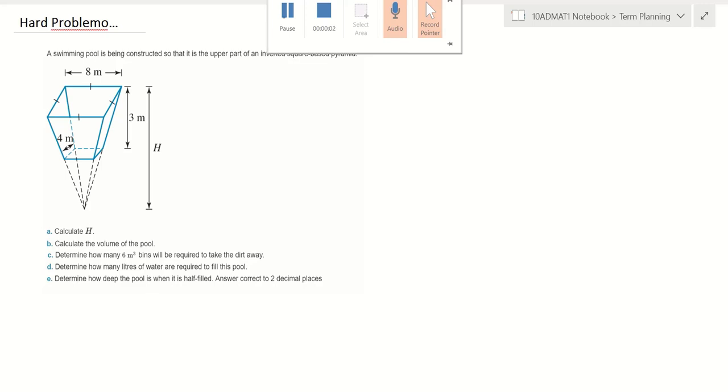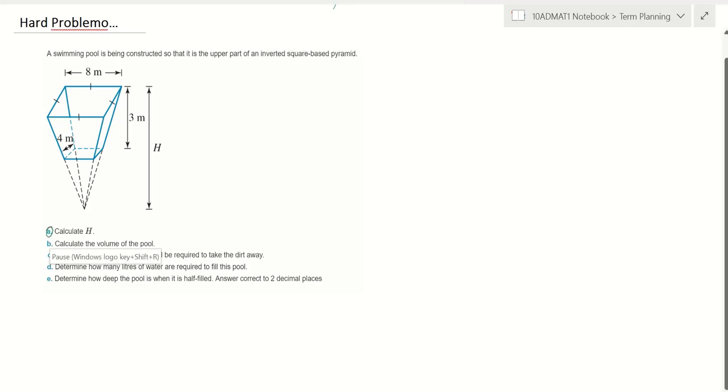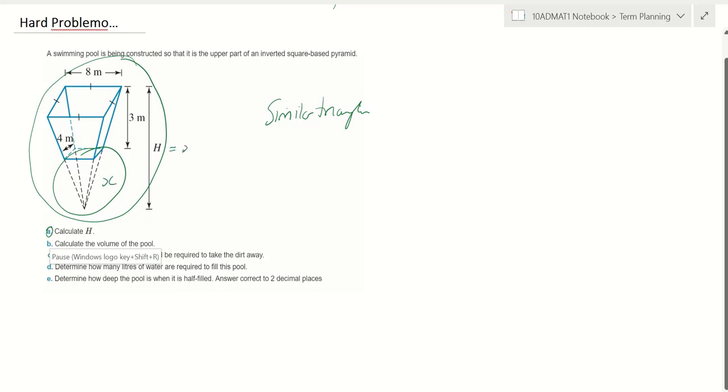Okay, in this problem, initially we're trying to find h. So we can use similar triangles to do this. We've got the big triangle and then the smaller triangle, which is on the bottom down here. So if we write down our ratios for the triangle and we label this one x, we know that the height will be x plus 3.